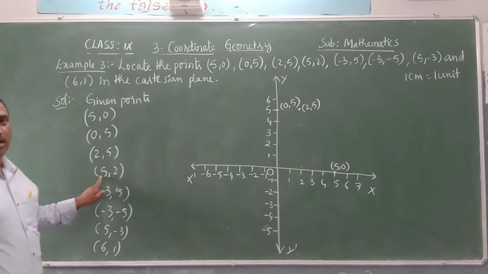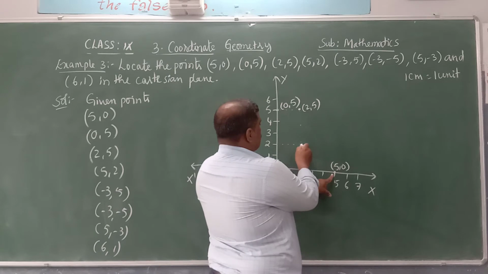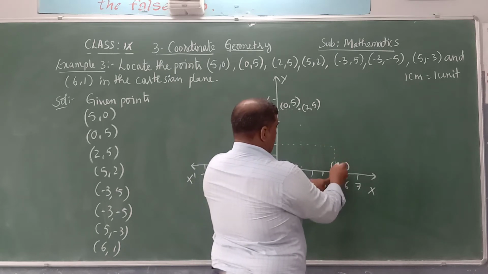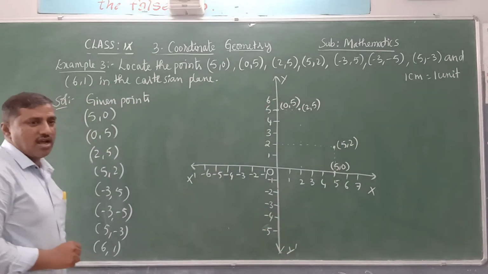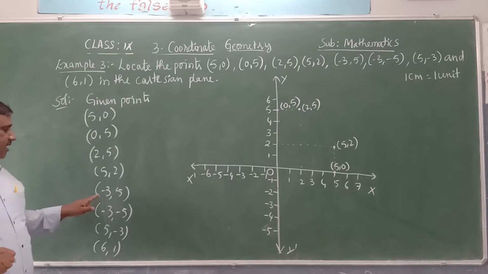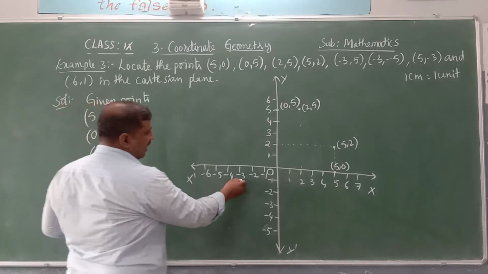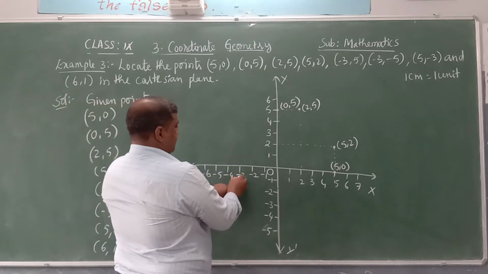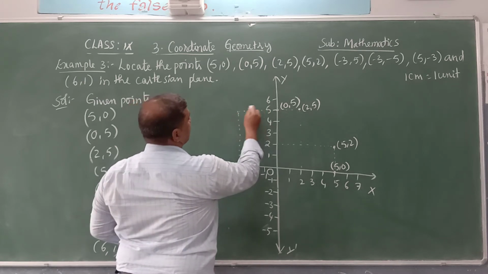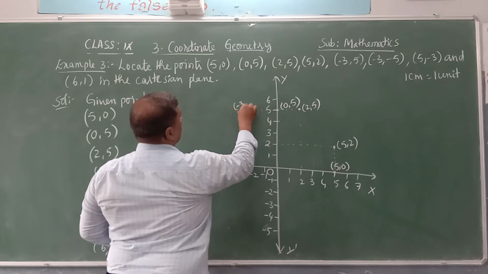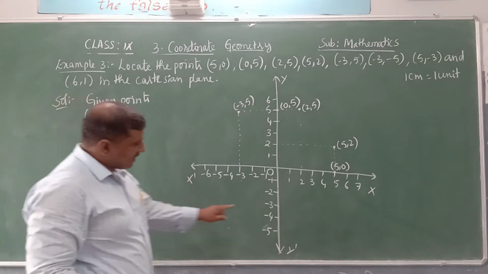Next, (5, 2). x is equal to 5 and y is equal to 2. Yes, this is on the x-axis, this is 5, and on the y-axis it is 2. Like this we can represent. So this point will give you (5, 2). Next, (-3, 5). x is -3, y is equal to 5. Yes, this is -3 and y is equal to 5. So this point is (-3, 5). Next, (-3, -5). x is equal to -3.